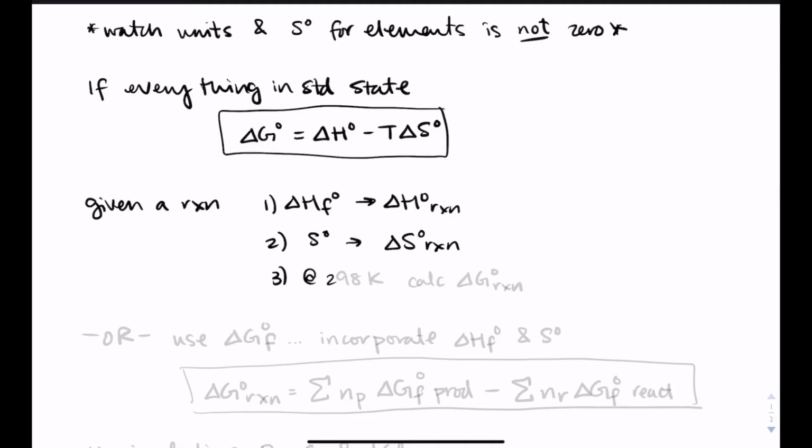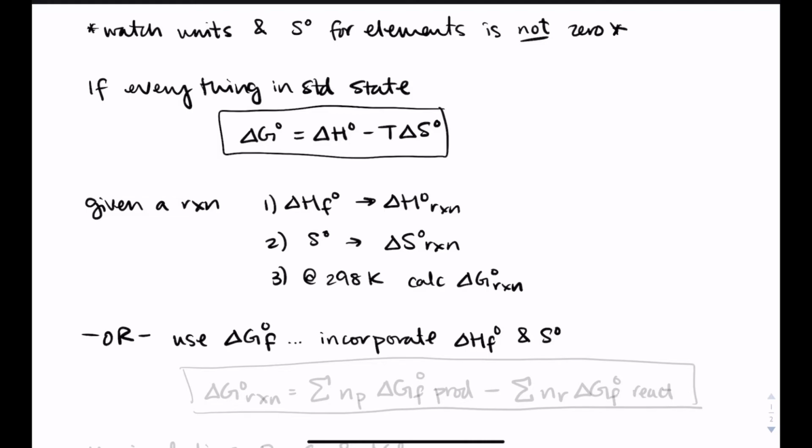Or you'll notice that there are delta G values in the appendix. It's the delta G formation. So the delta G formation has already incorporated the enthalpy of formation and the standard entropy. So the standard delta G reaction you can find using the sum of the number of moles of products times the delta G of formation of the products minus the sum of the number of moles of reactants times the delta G of formation of the reactants. So you have multiple ways of getting at delta G and the components that are associated with delta G.